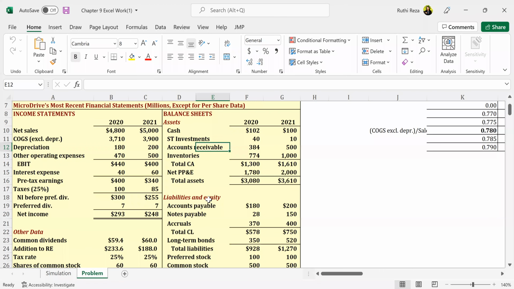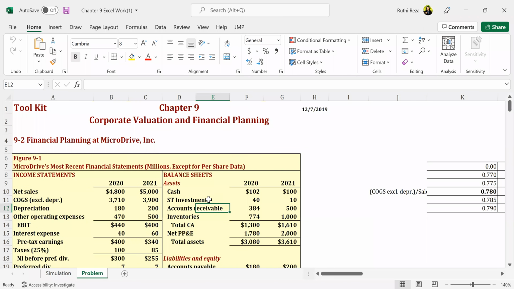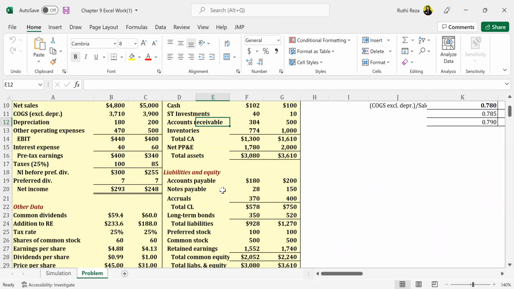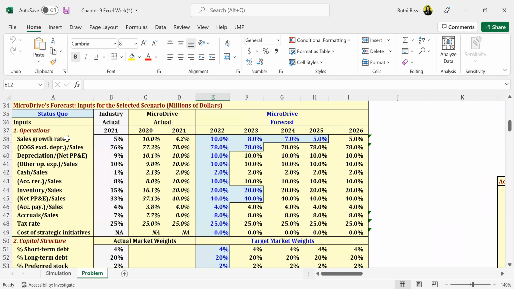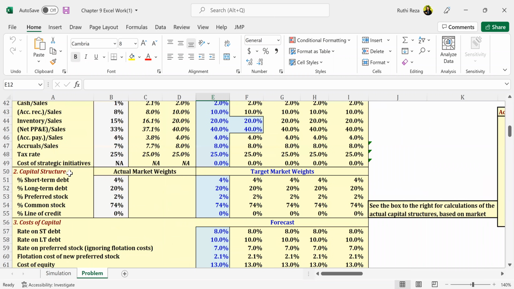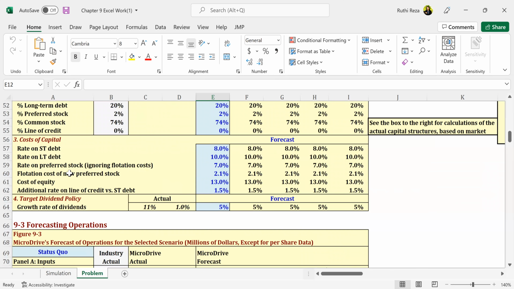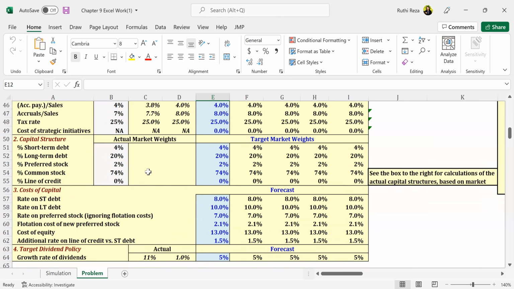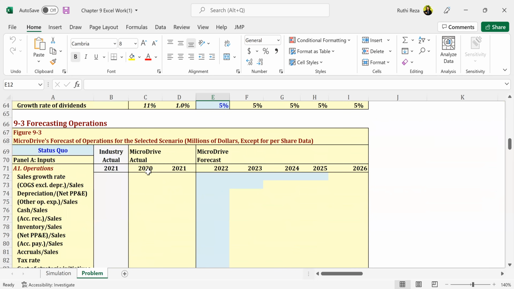You can see here, this is the financial statement for Microdrive for the year 2021. And with this financial statement, we get financial information for the last 2 years. I mean, for the years 2020 and 2021. All right. And then here we have the assumptions. Our assumptions are related to the operations, capital structure, cost of capital, and target dividend policy. Now, based on all of these assumptions, we are going to forecast the financial statement.